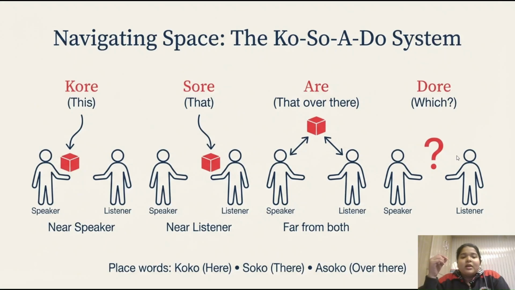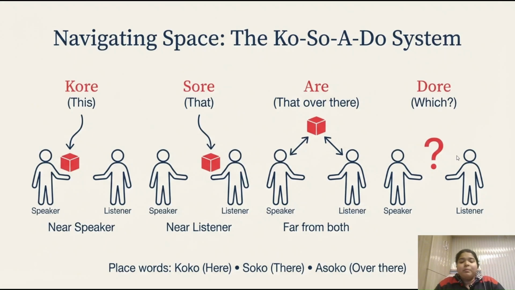So now we know that when we have a certain item close to the speaker, it is known as kore. When it is away from the speaker but is with the listener, and the speaker is saying it, it's going to be sore. When that object is away from both the speaker and the listener, it's going to be are. And when it's not near to either one, it's going to be dore.